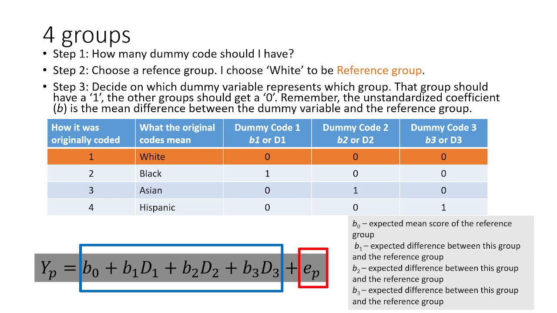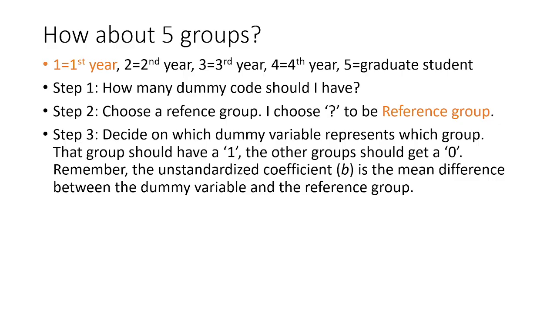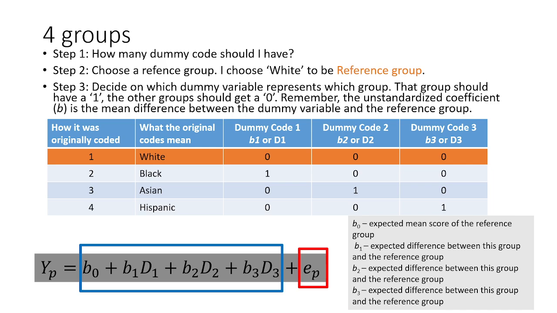Expected score of your reference group. How about this one? And you get the idea, right? All right, and then, okay. It's up to you what you want to title it. For our purpose, I just label it as either B1 and D1.